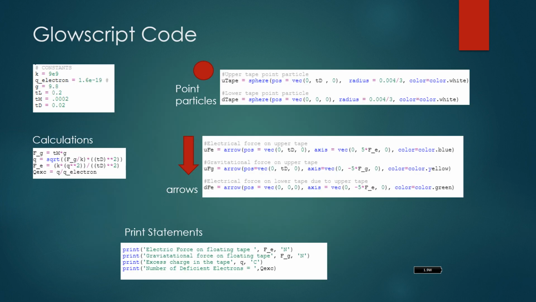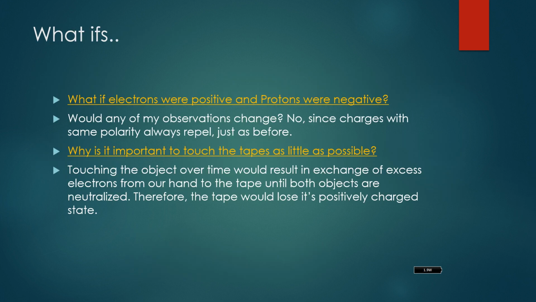Here's the code in smaller chunks to make it easier to understand. We have the constants declared at the start, then we go ahead to make point particles, then arrows, then print statements. If the electrons were positive and protons were negative, none of the observations would change, since charges with the same polarity or sign always repel anyway.